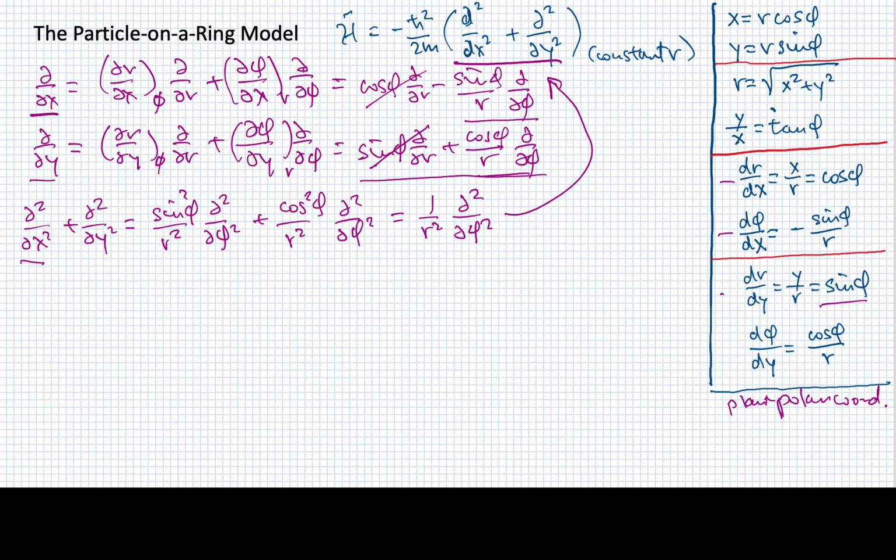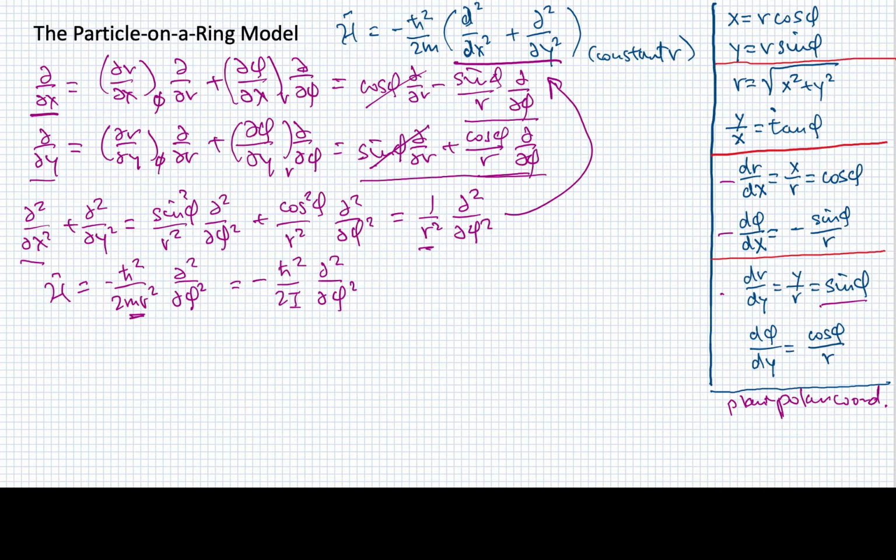So now I have a fairly simple Hamiltonian. I can write it down here as Hamiltonian is equal to negative h bar squared over 2 m r squared, because of the r squared here, d phi squared. All right, and that's it for the Hamiltonian. So now if I recognize that this is the moment of inertia, I can write this as minus h bar squared over 2I times this second derivative in the angle.